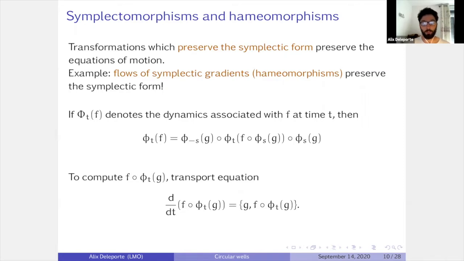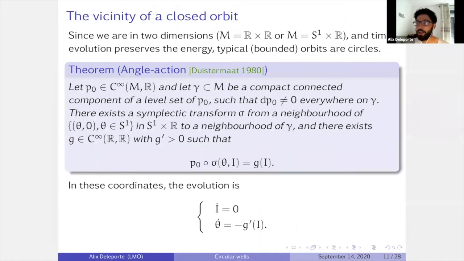That is, what you're going to see is just the evolution of the pullback of f by this transformation. And you can compute this pullback or this push forward by the following transport equation. And I'm sorry because S became T, but you can still make sense of this transport equation. So now we are armed to deal with and to simplify the classical problem.